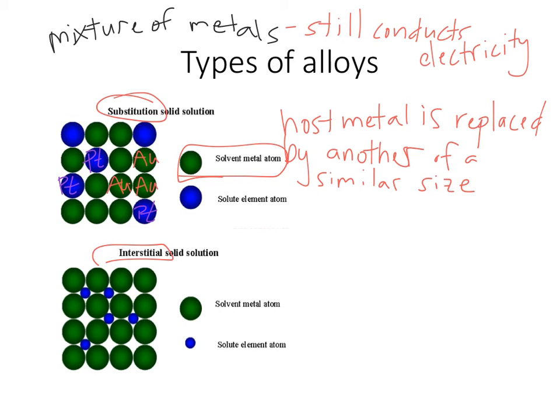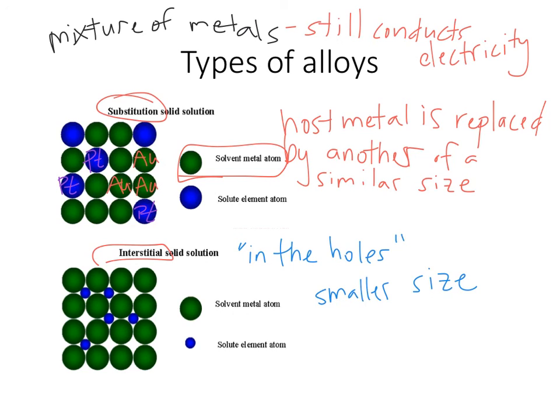The other thing you can do is an interstitial alloy. And interstitial means in the holes. So the host metal is replaced by another of a much smaller size that can fit in the holes between the atoms. The interstitial atoms do not appreciably expand the metal, so the density is often substantially increased.